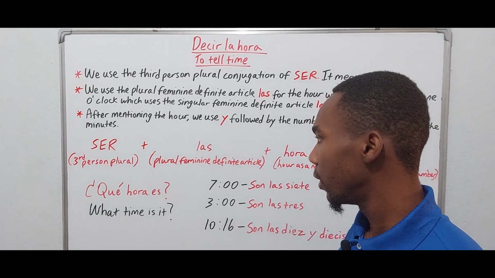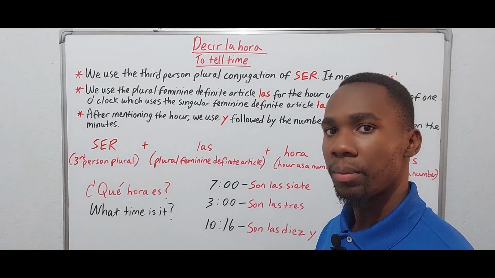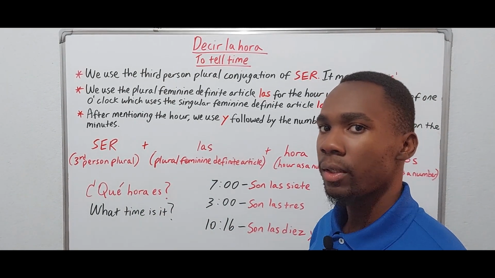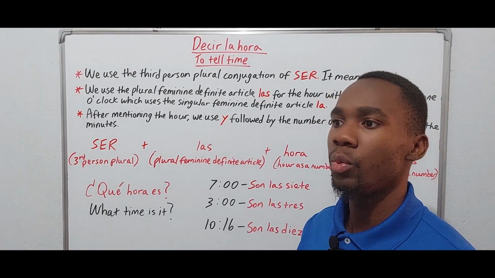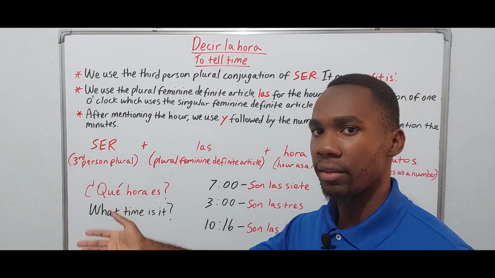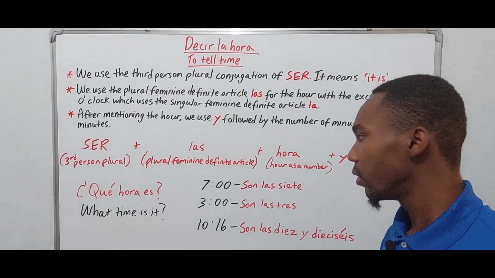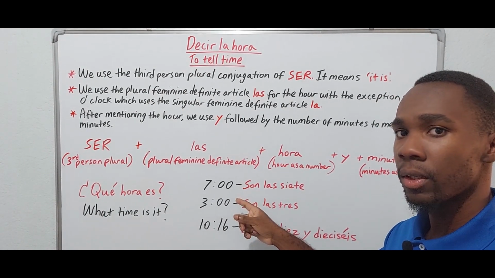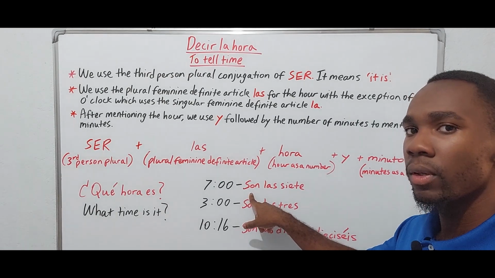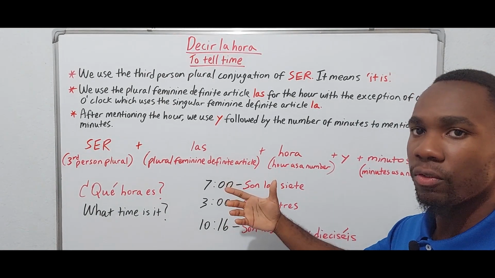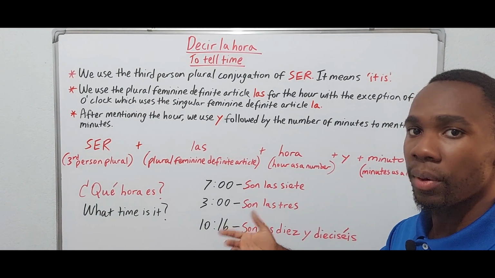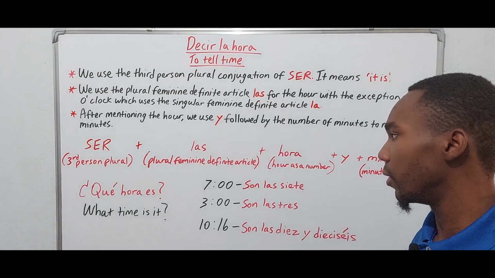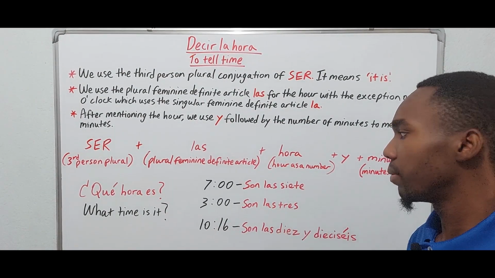But let's continue. So how do we ask for the time? Simple. ¿Qué hora es? What time is it? Or literally, what hour is it? ¿Qué hora es? And then, of course, we will respond by saying son las whatever, right? So let's look at some examples. So remember the formula. The third person plural of ser, which would be son, because this is used for all other hours apart from 1. Son las 7. Simple. Son las 3.